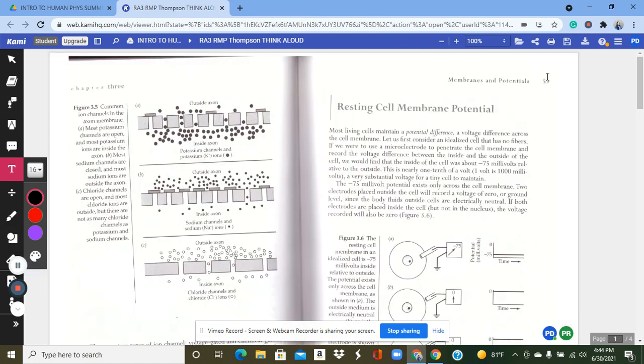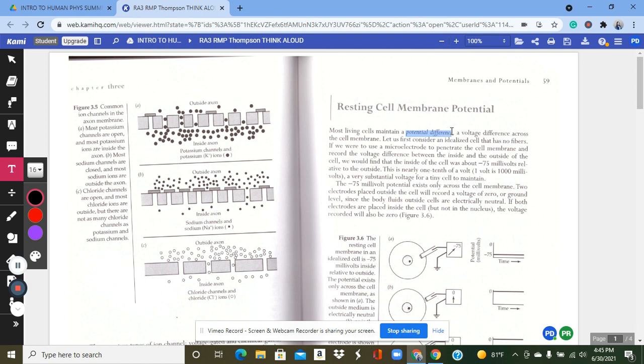Okay, moving on to page 59, membranes and potential, and it will be about resting cell membrane potential. Most living cells maintain a potential difference. It is a voltage difference across the cell membrane. Let us first consider an idealized cell that has no fibers.